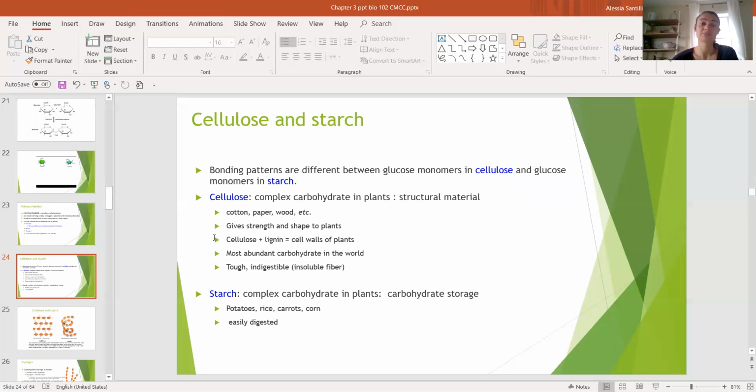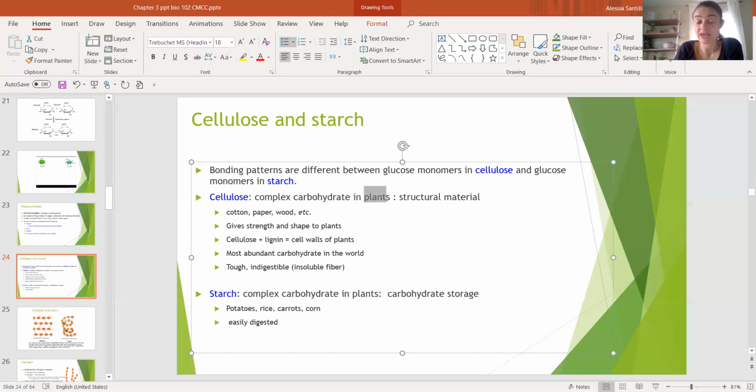So cellulose. Cellulose is a complex carbohydrate. It's a polysaccharide found in plants, and this is necessary for their structural material. This gives them structure. This is what makes the plants stand up against gravity, and it gives that fibrous consistency to the stem of the plants and to the plant in general. It's found a lot in cotton, paper, wood, etc. It gives strength and shape to the plants.